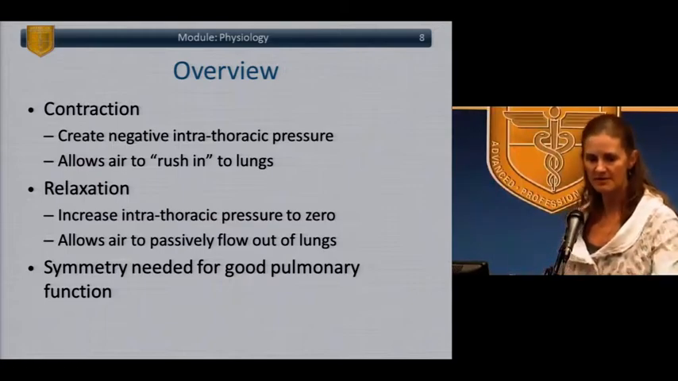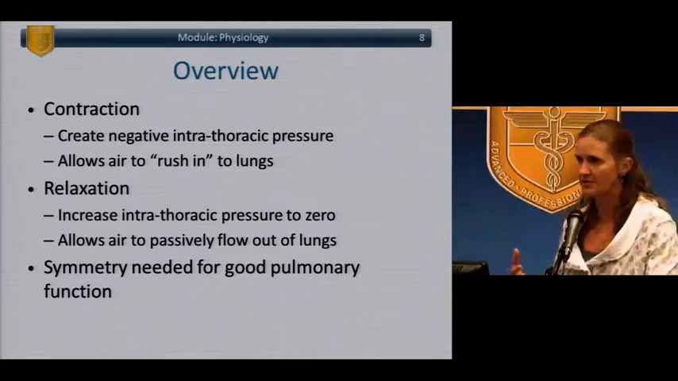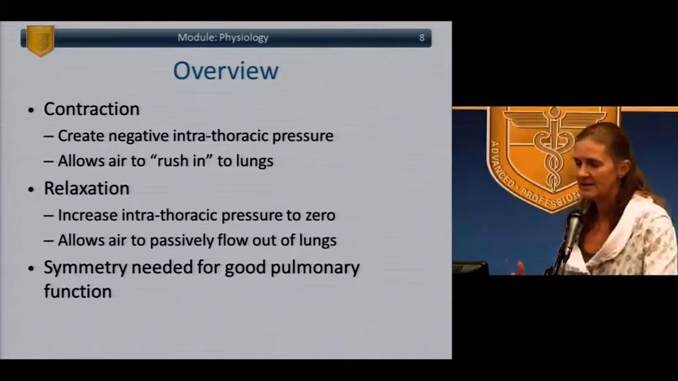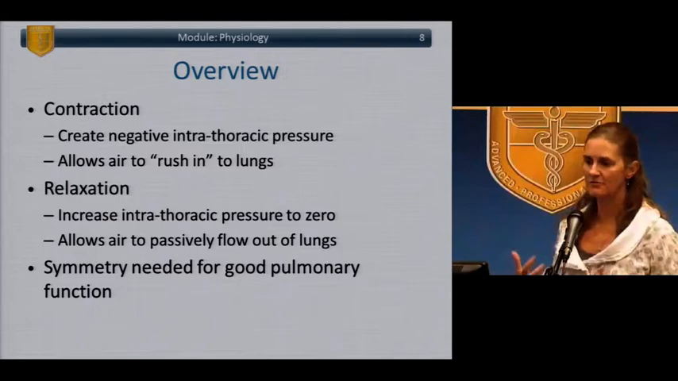And so that's why when you see patients that have difficulty with their diaphragms, they often talk about they have a little bit of this air hunger if their diaphragm is paralyzed, because they can't get enough of that air to sort of rush in.